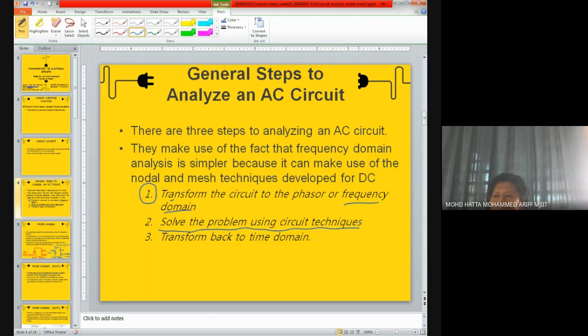Apart from that, simultaneous equations and so on are something you have come across. It's not new to you. The new thing that you will face in this analysis is that you need to deal with complex numbers. So remember that in AC circuits.